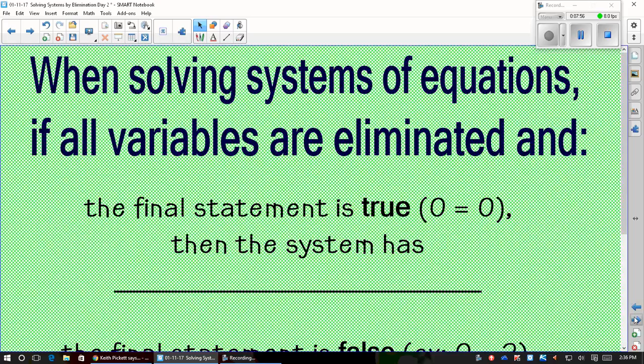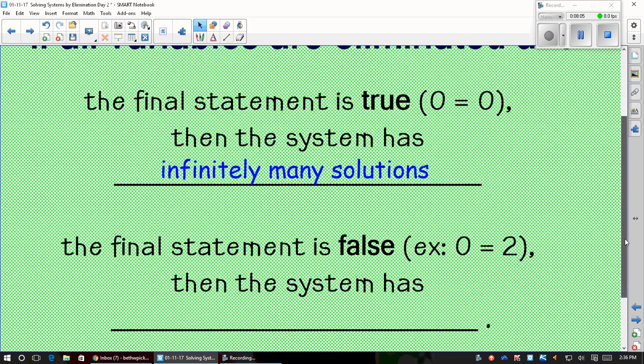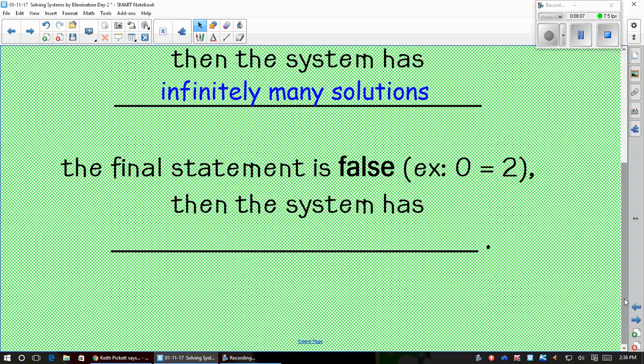So to wrap this up, if you're solving a system of equations and all the variables get eliminated, if the final statement is true, then the system has infinitely many solutions. If the final statement is false, then the system has no solution.